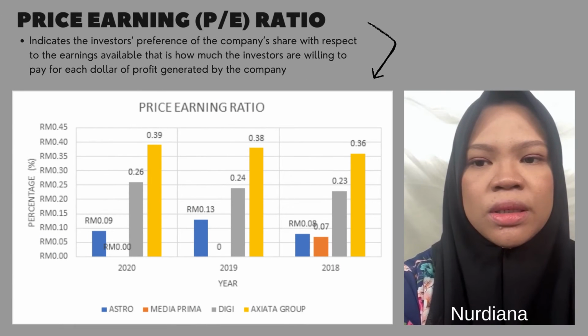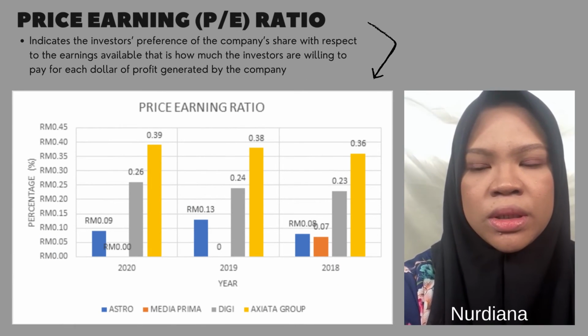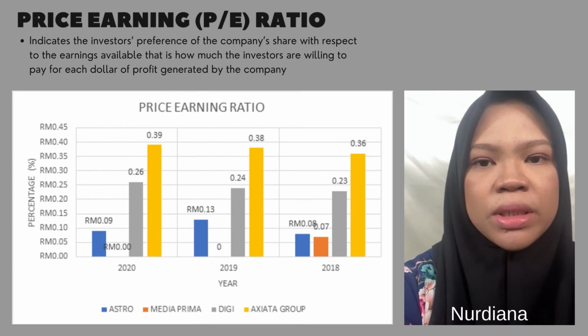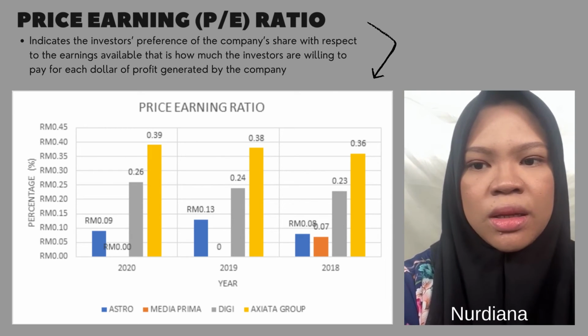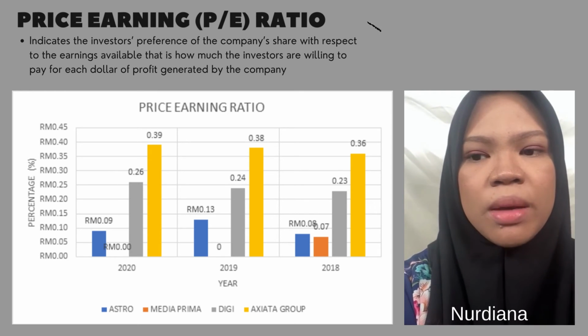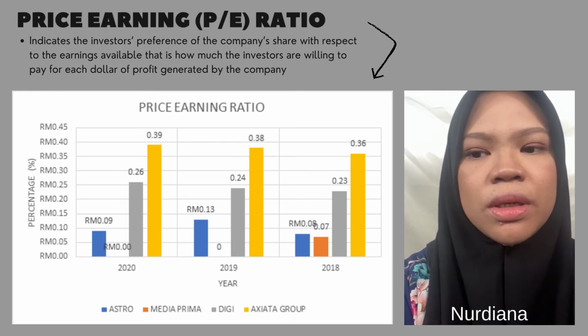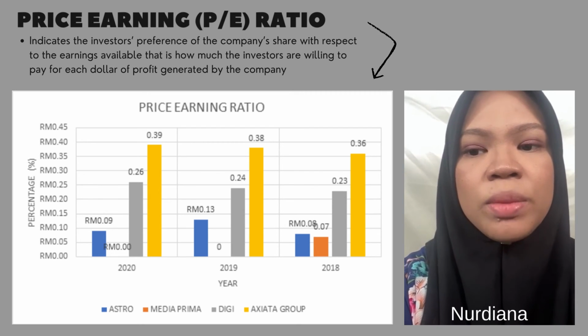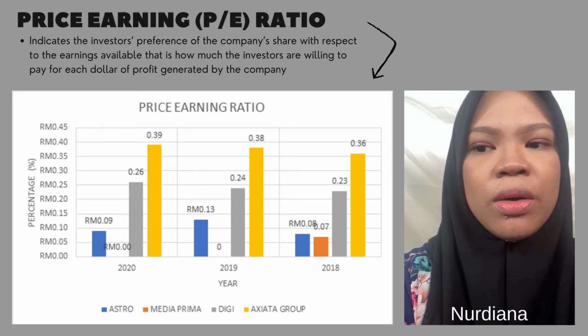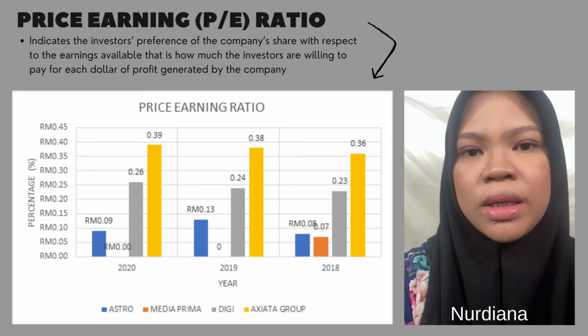Next ratio is the price earning ratio. It shows the relationship between the market price of the company's share and earnings per share. It indicates the investor's preference for the company's share with respect to the earnings available. That is, how much the investors are willing to pay for each dollar of profit generated by the company.